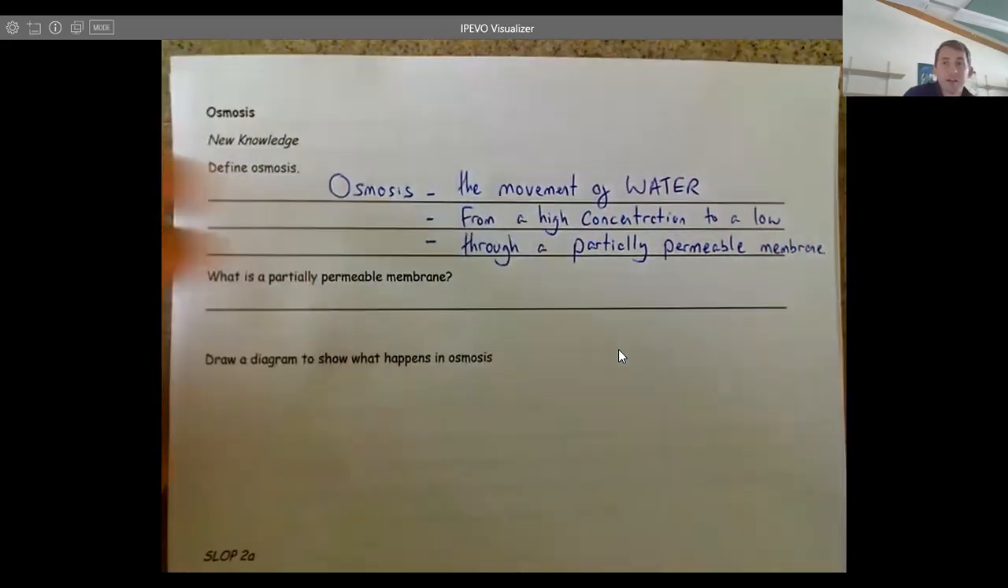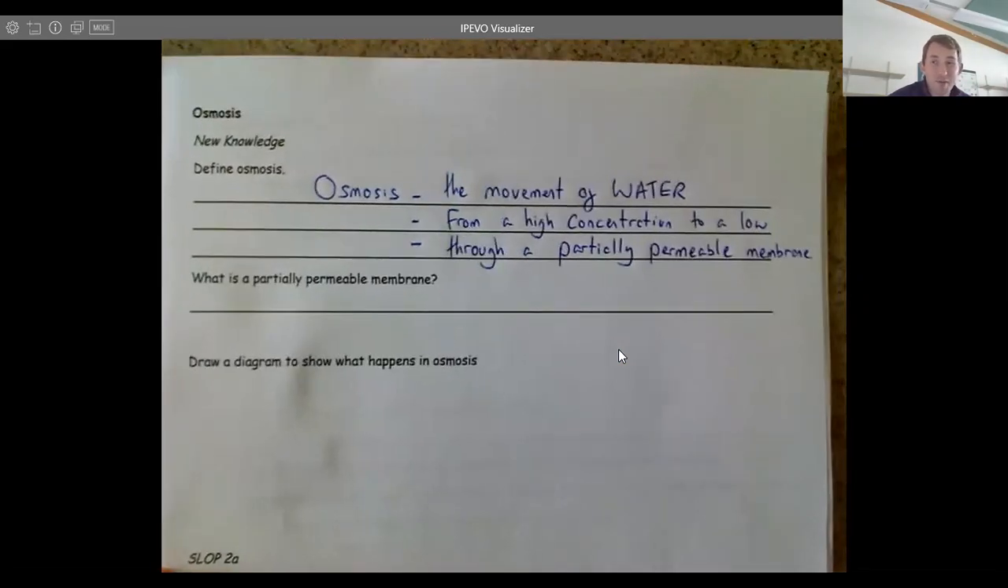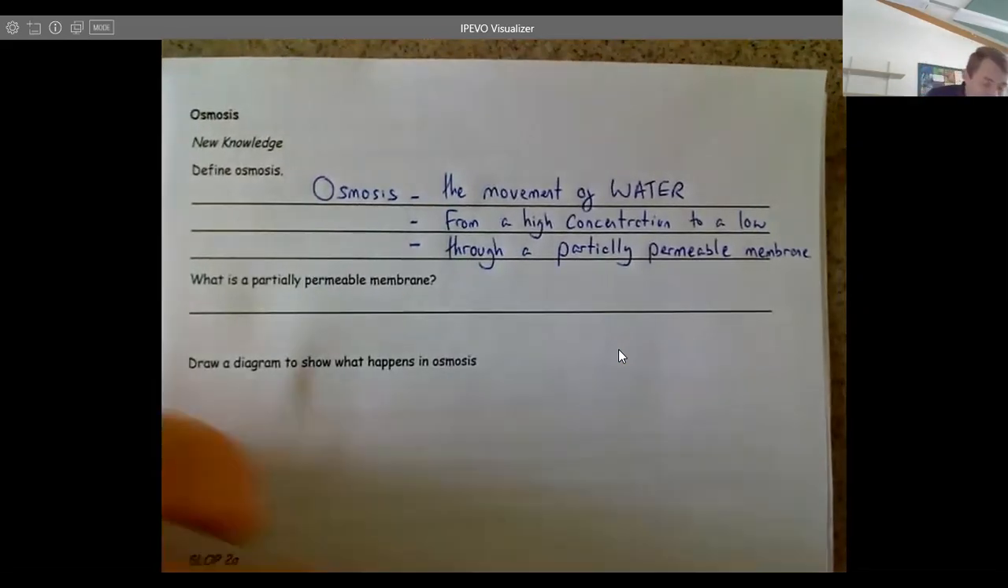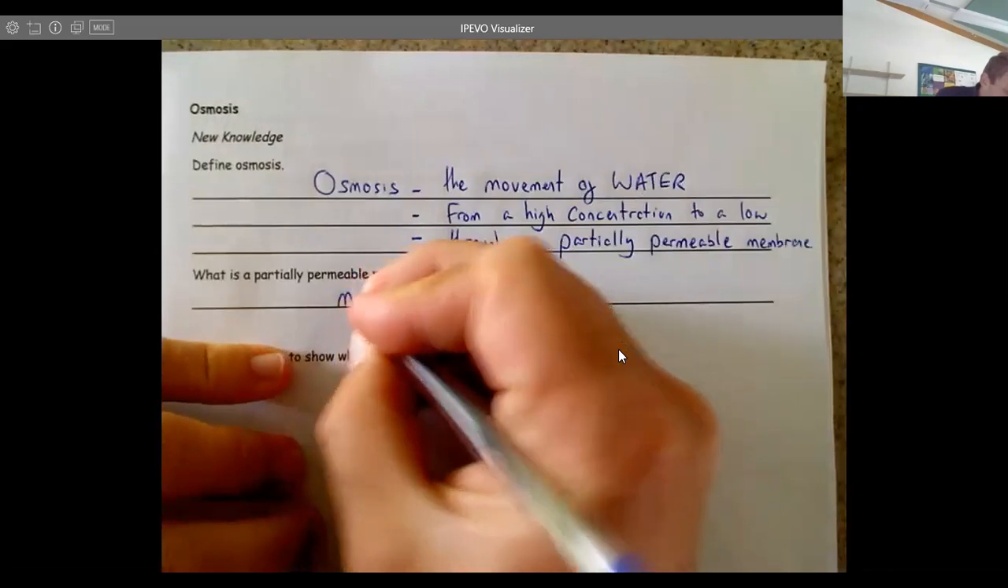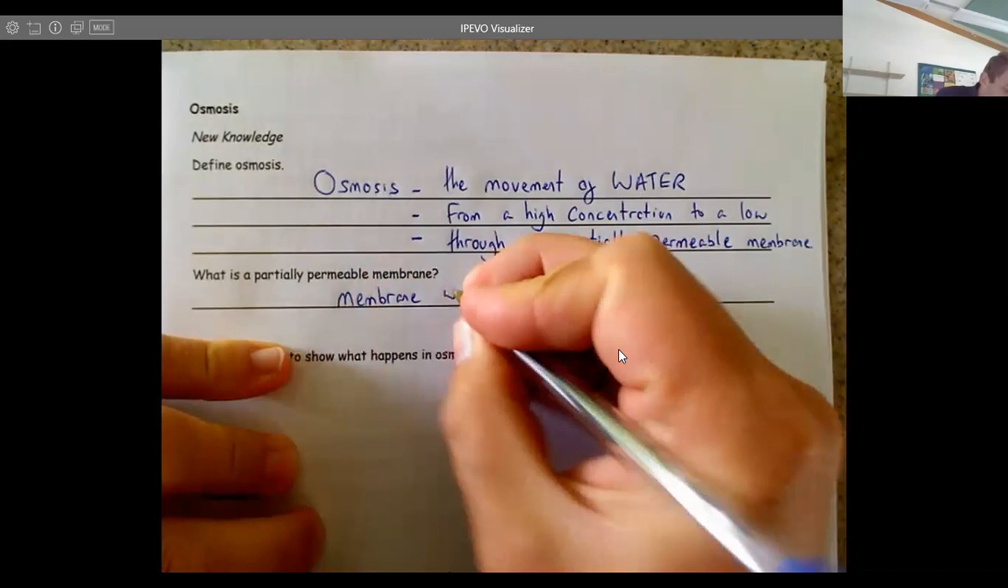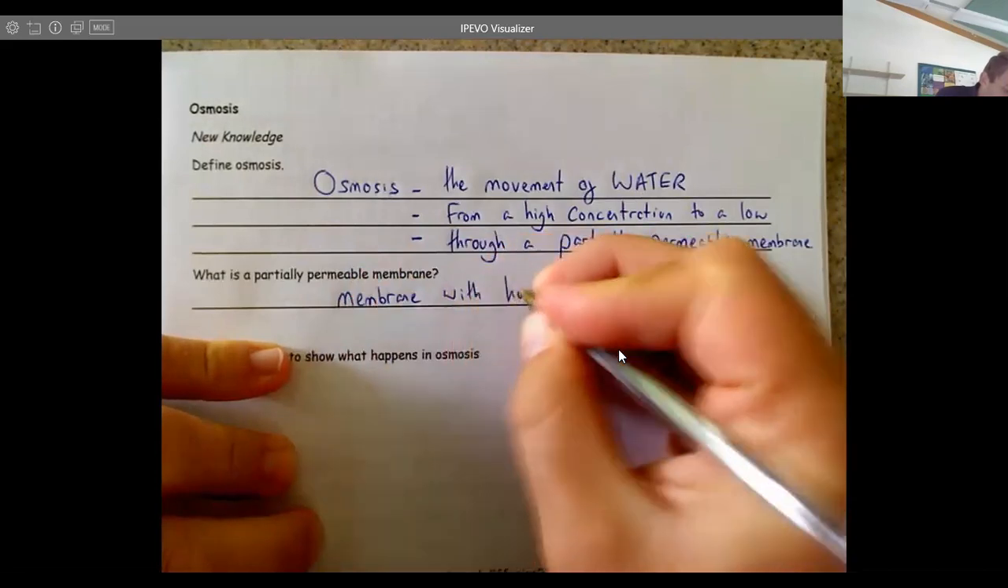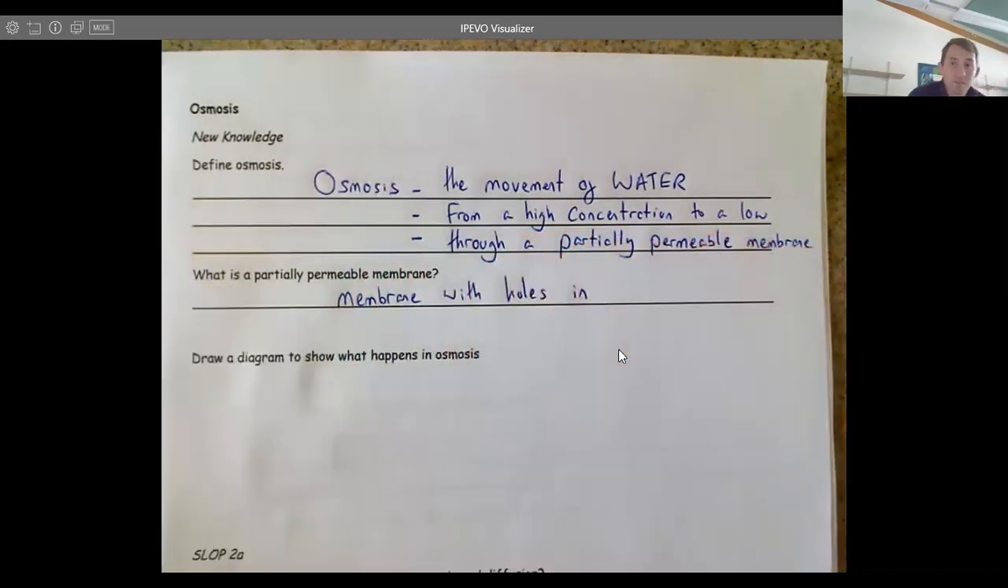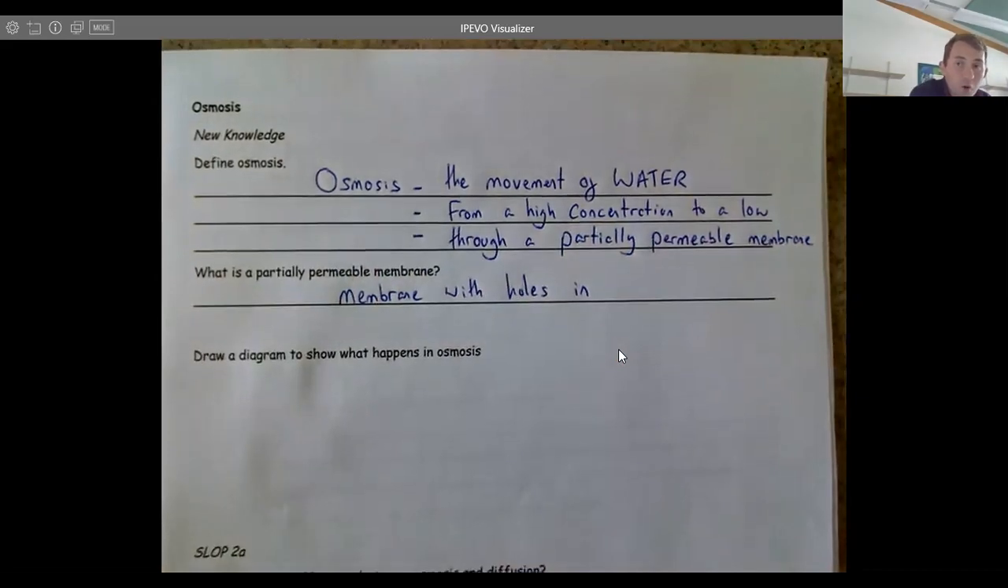Now you're probably going, sir, what is a partially permeable? I've never heard that before. And what that is, very simply, is a membrane, like a cell membrane, with holes in. So it is a membrane with holes in, and that is what you need to know.